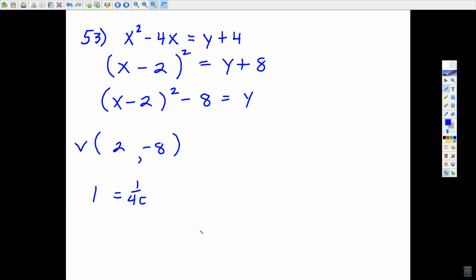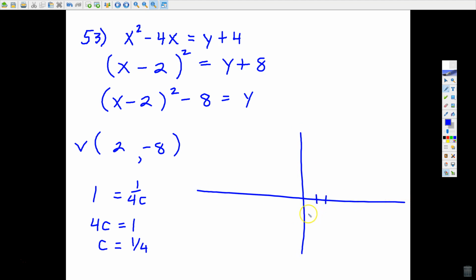So what is C there, Bailey? If you did cross multiplication, you'd get 4C equals 1, so C is 1/4. I'm traveling 1/4 of a space in which direction? How does this parabola open? Opens up, okay? From the vertex, so let's just kind of do it from here. I'm sitting here at 2, -8. I'll just go ahead and do the graph. 2, -8.